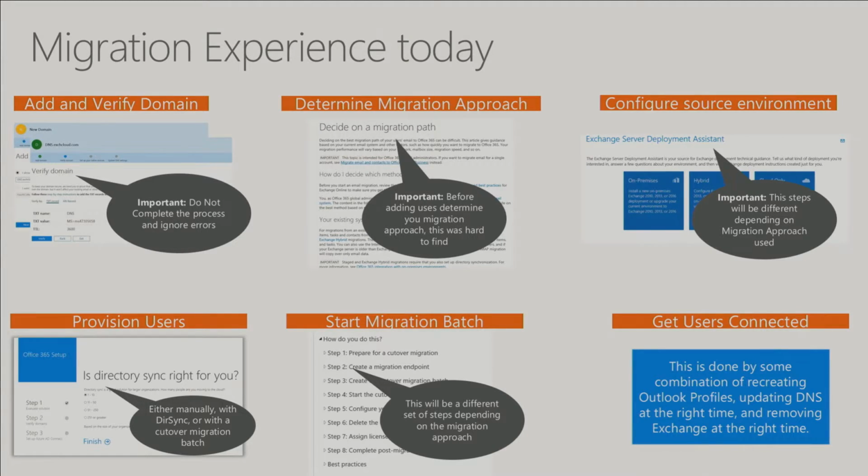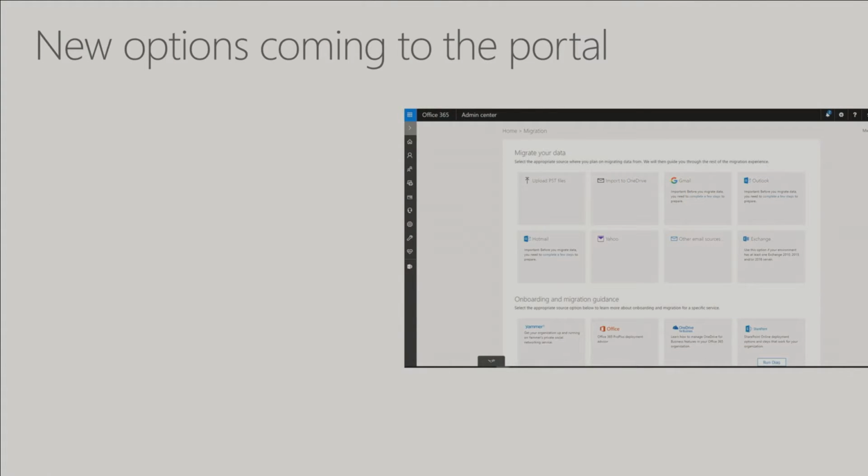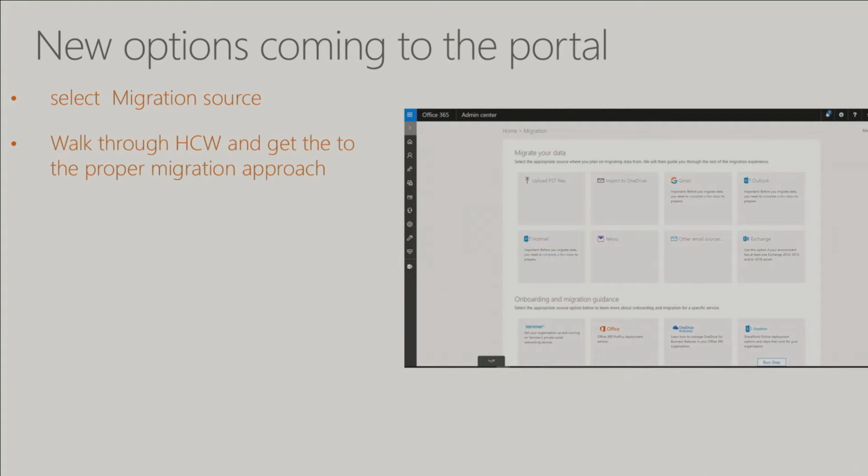So what we're trying to do is string all these things together and make it as seamless as possible, so that we can get you to the right migration approach and configure everything you need before the hybrid wizard and after in one seamless experience. So one of the things that's coming in the new portal is a migration option for Exchange, for Exchange 2010 and greater: 2010, 13, and 16. When you select that option, you're going to go in there and select your migration source. This is technically a mock-up, but it's running in a test environment right now, so it's going to be available very soon.